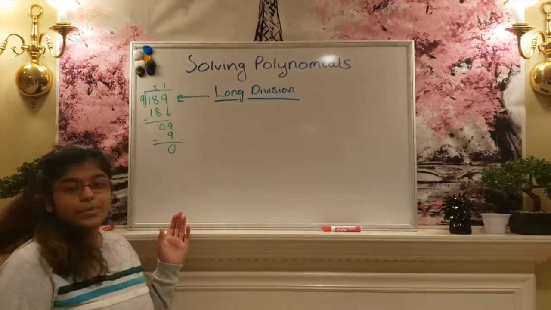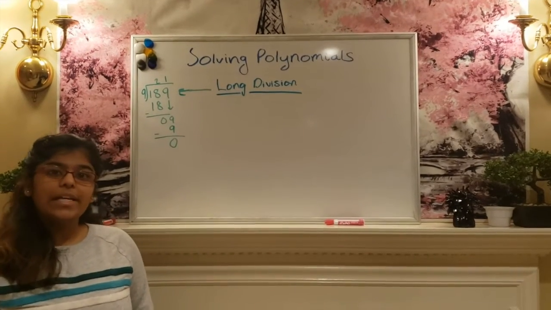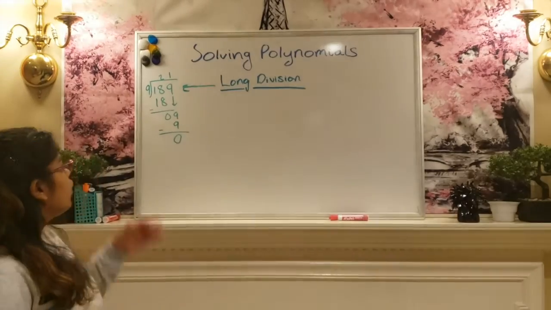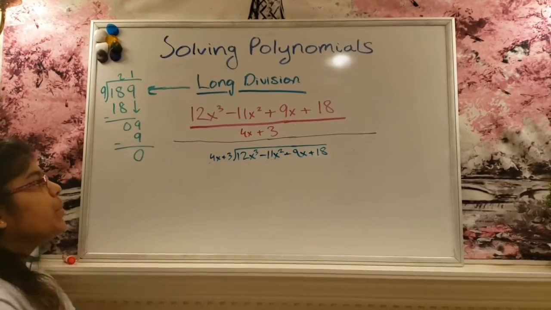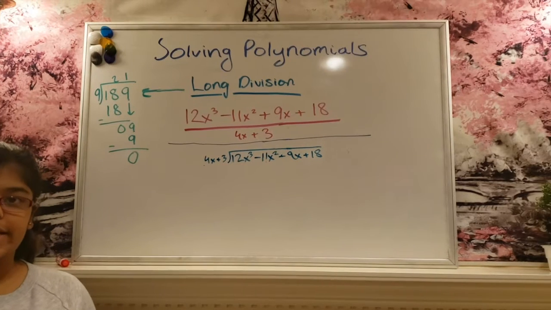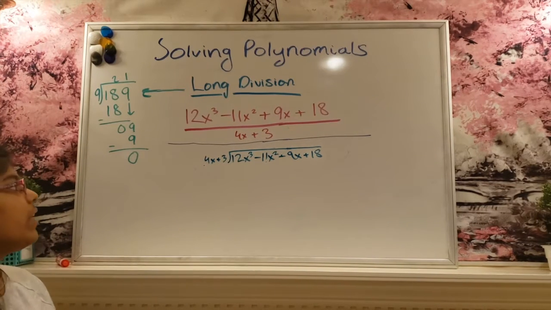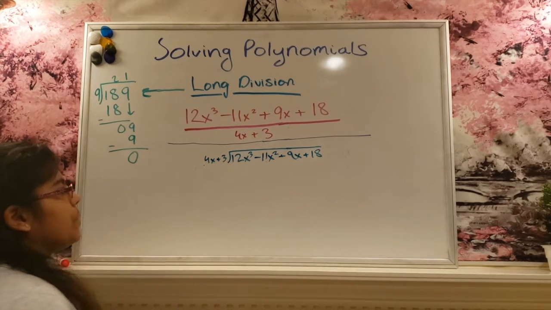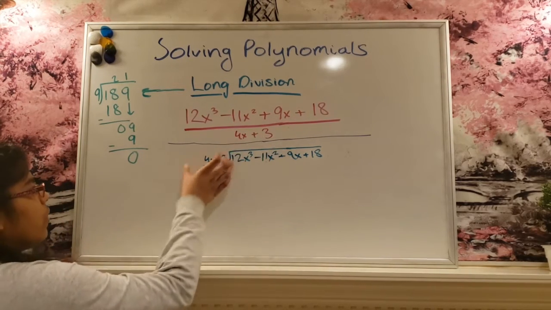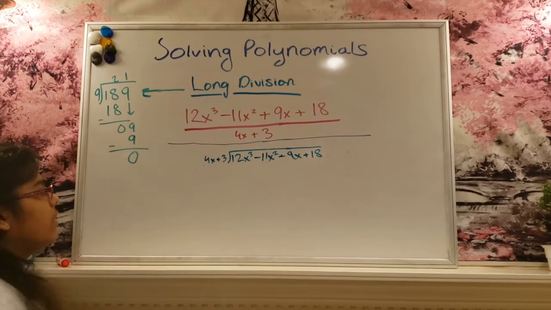When solving polynomials using long division, the format is the same as basic long division, shown in this problem here. Let's start with the example 12x cubed minus 11x squared plus 9x plus 18 divided by 4x plus 3. We will write this in the same format that we do for basic long division, with the divisor on the outside and the dividend on the inside.